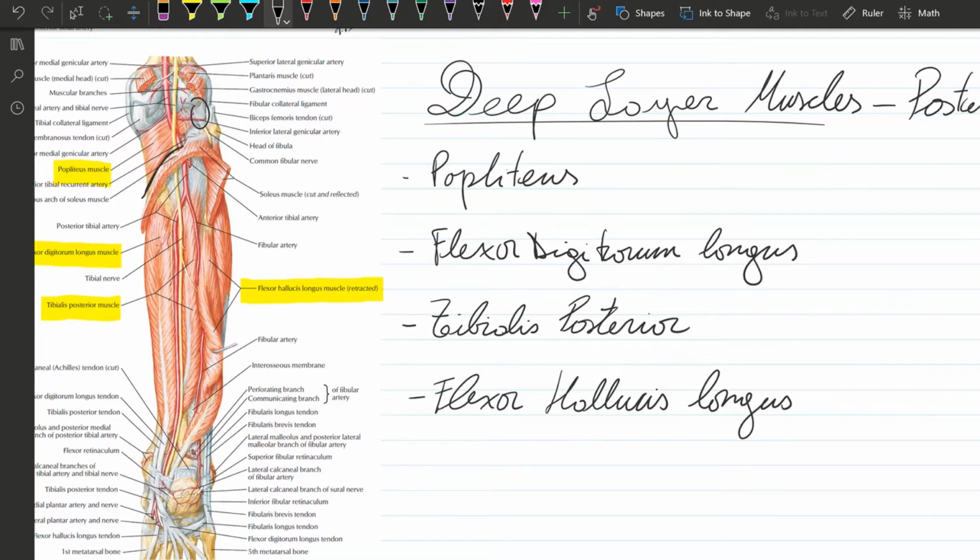We see here the tibial nerve is going to run all the way across all these muscles, and so that is the nerve that is going to be innervating all of these muscles.